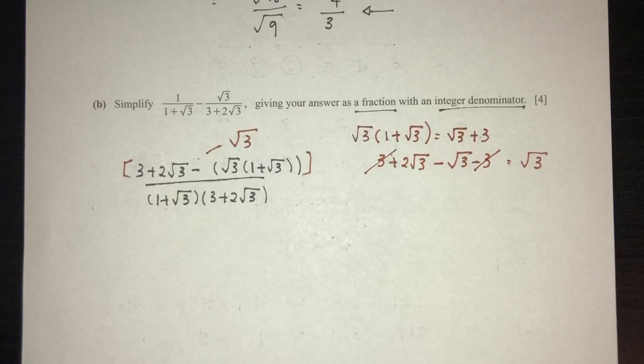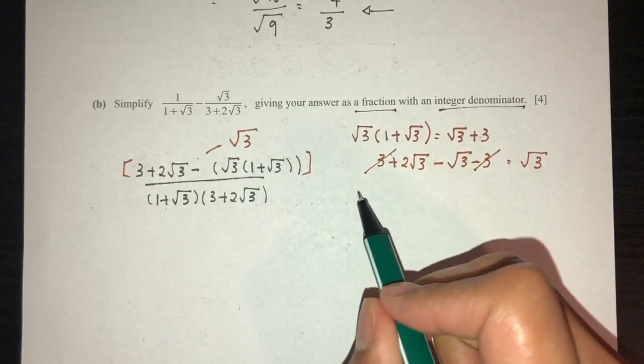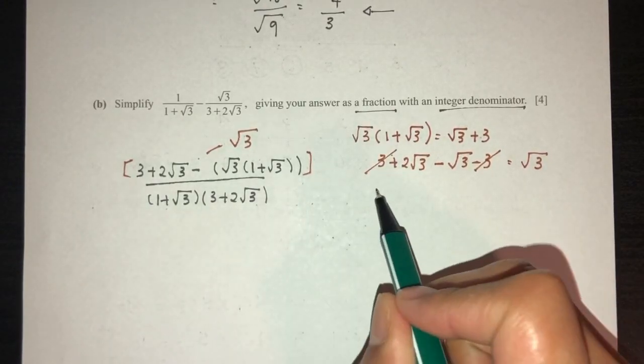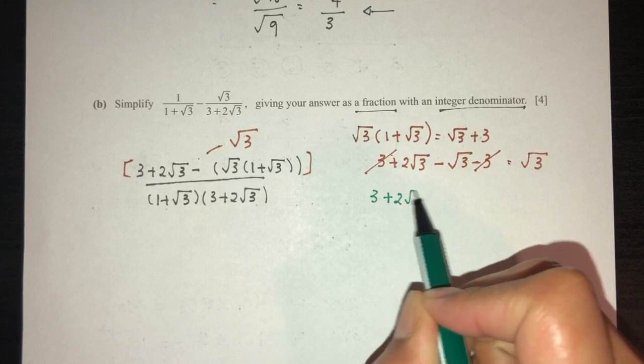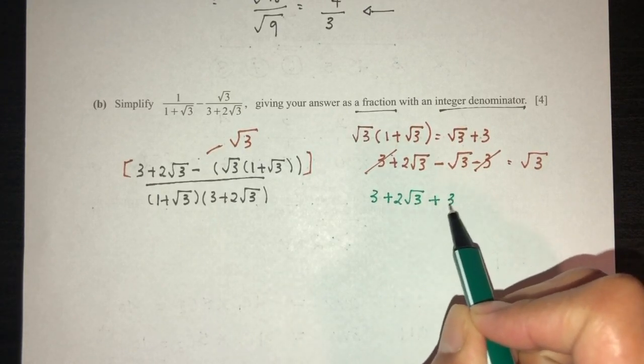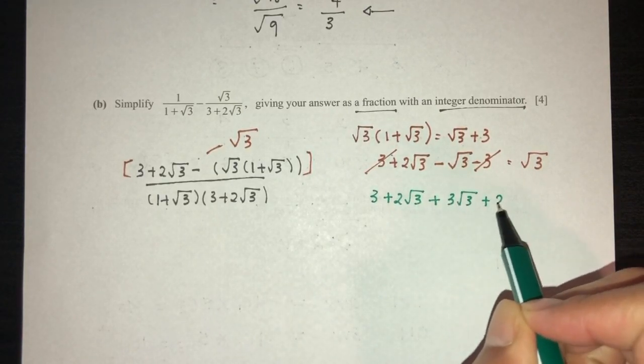Let's see what happens with this expansion. So you have 1 times this, you have the same thing, plus 3 root 3 plus 2 times 3.